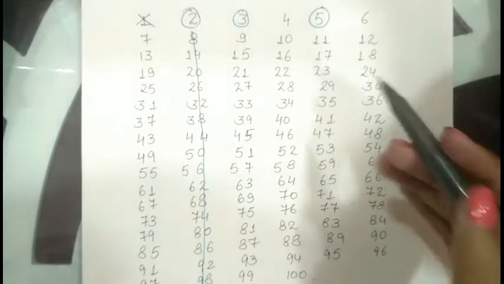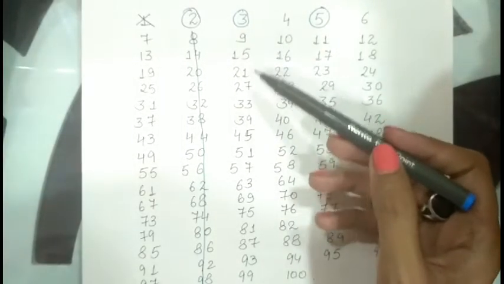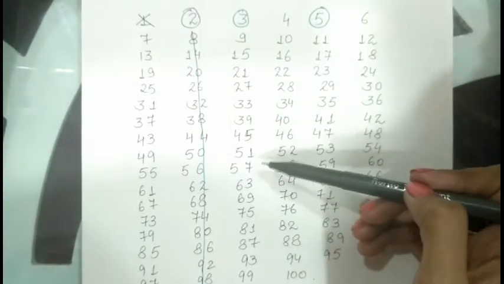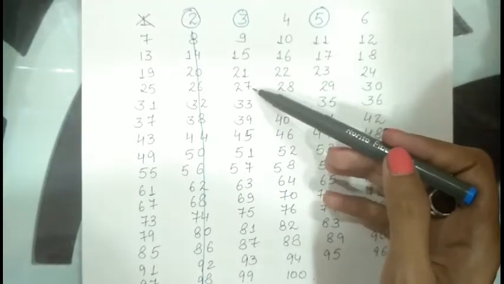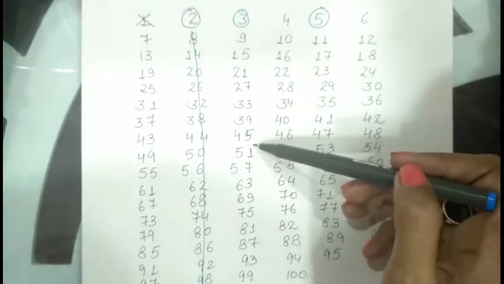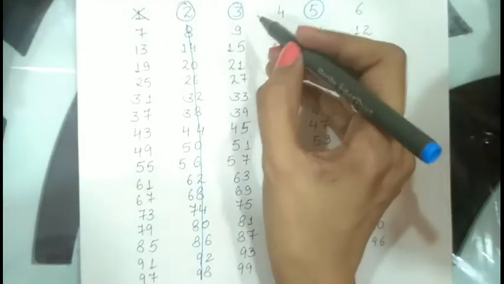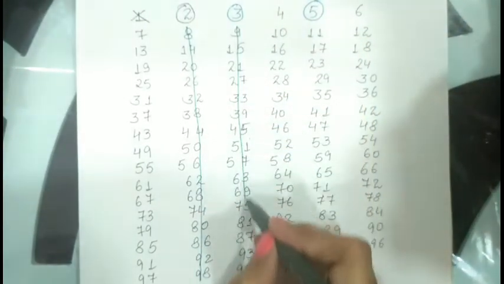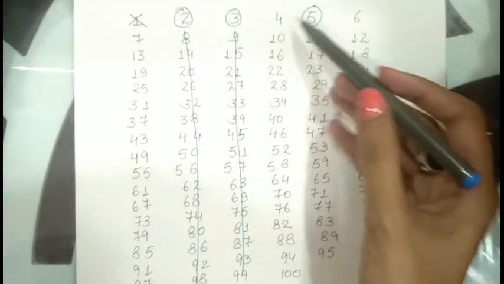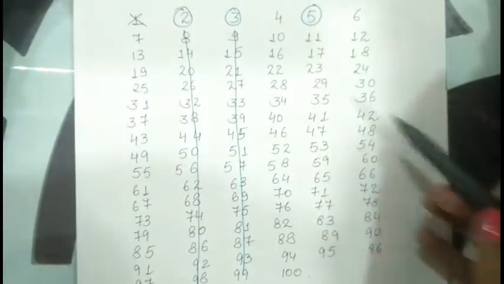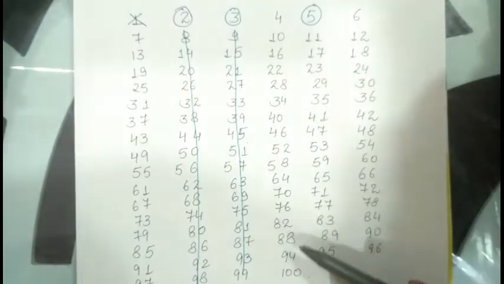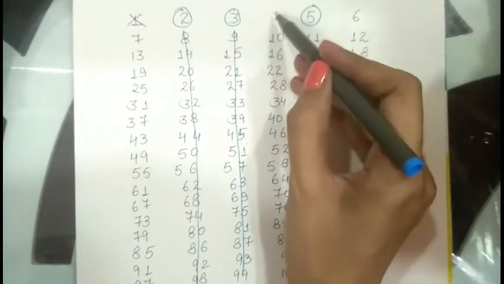Now observe the numbers written below 3. All these numbers appear in the table of 3. So these are all also my composite numbers. I am going to cut them out. Observe the column of 4. 4, 10, 16, 22. All these numbers appear in the table of 2. So all of these are also composite numbers. Cut them out.